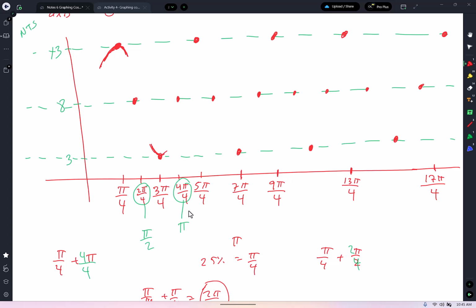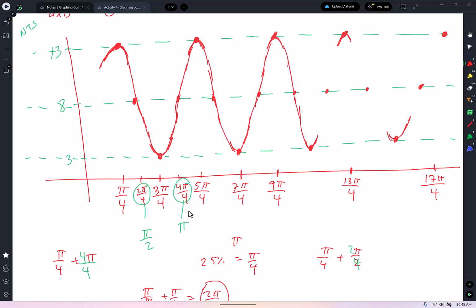Wherever you have a min, put a bowl, and then connect them to the midline, to the points of inflection. Not my best work, but it looks okay. We're not trying to be super accurate here.